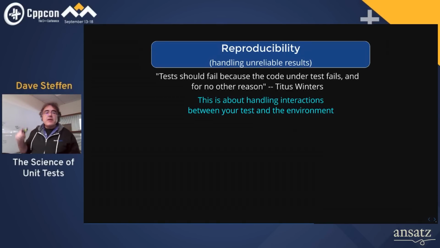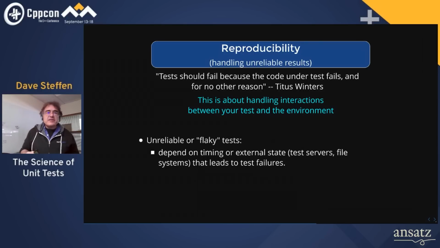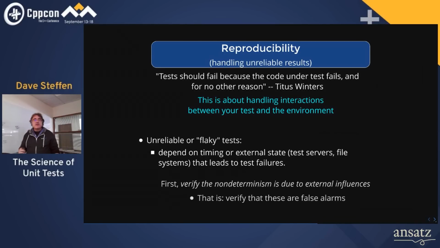Tests should fail because the code under test fails and for no other reason. That's the ideal, but we all have experience with unreliable or flaky tests. They depend on timing or some external state. There's a test server that's down, there's a file system that's full, something like that, that leads to erroneous test failures. And the first thing to do if you're tackling this is to make damn sure that the non-determinism really is external, that it isn't your code broken, all right?